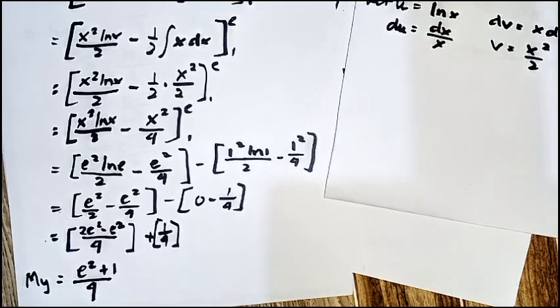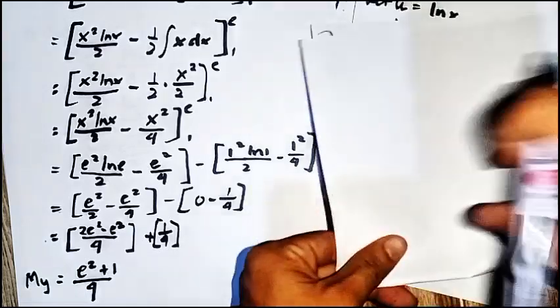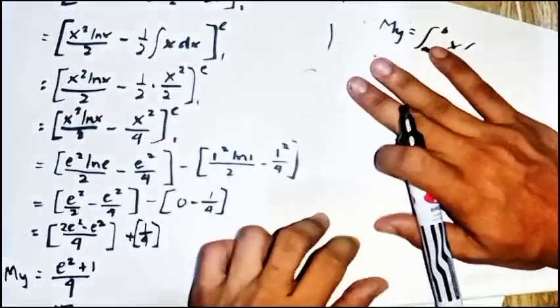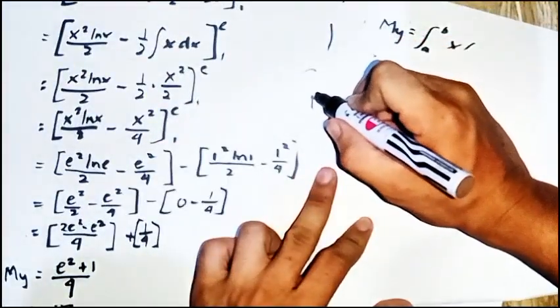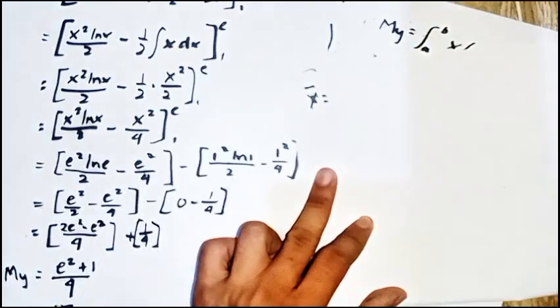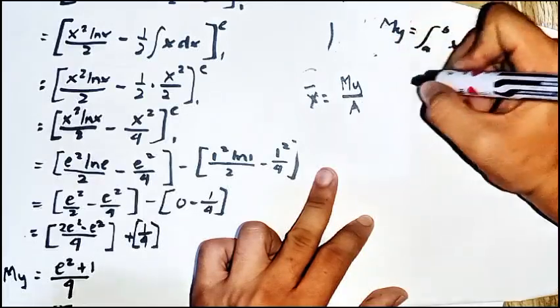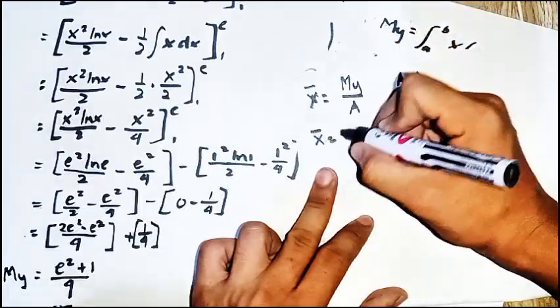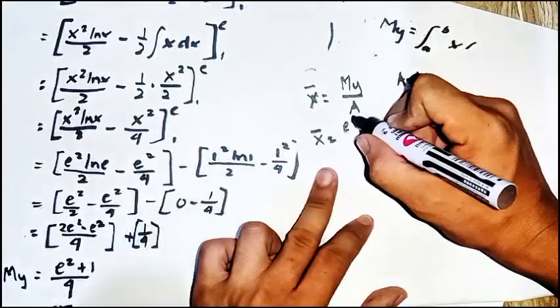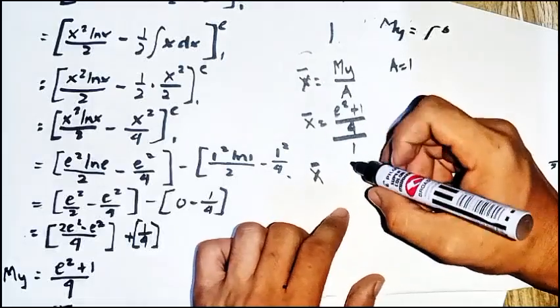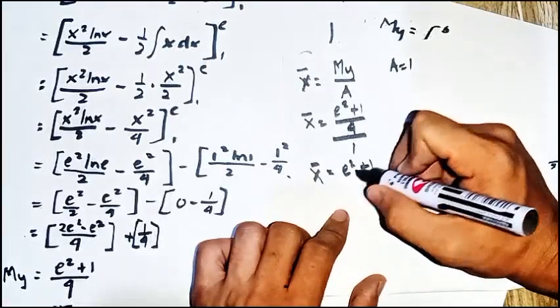Now, let's solve for the mean of x. To solve for the mean of x, it is equal to the moment of y over area. Again, our area is equal to 1. So the mean of x, my, which is this, e squared plus 1 over 4 over 1. So our mean of x is equal to e squared plus 1 over 4.